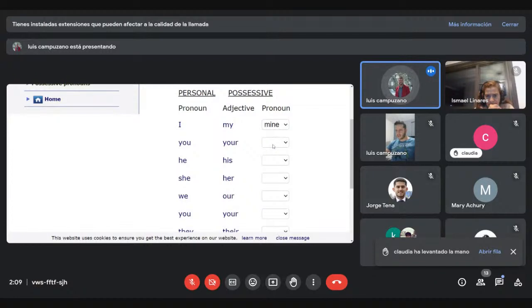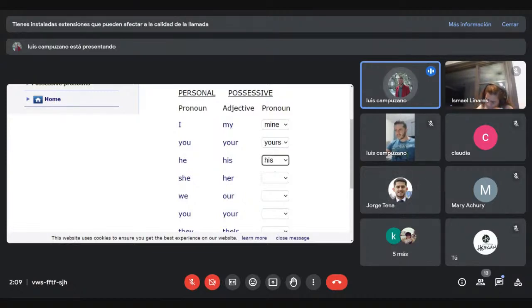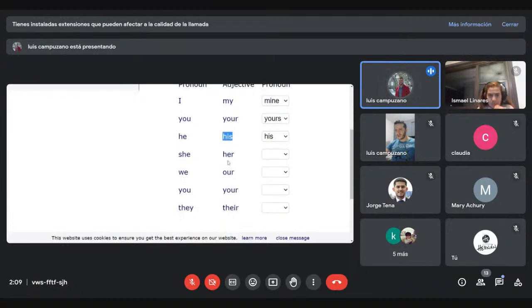Beatriz, what is the possessive pronoun of you? Yours. Very good. George, what is the possessive pronoun of he? His. His, right. It's the same, right? Very good, George. All right.